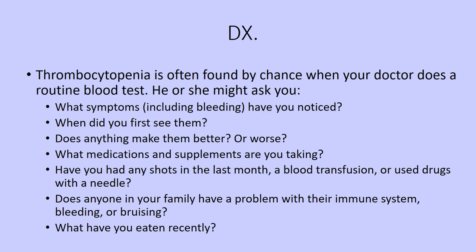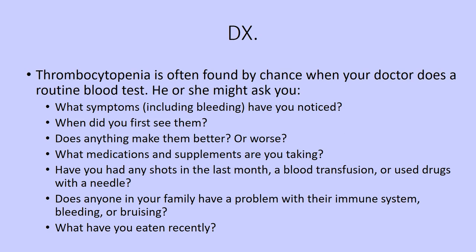For diagnosis, thrombocytopenia is often found by chance when your doctor does a routine blood test. He or she may ask you certain things like, what are your symptoms, including bleeding, and have you noticed them anywhere else? When did you first see them? Does anything make them better or worse? What medications and supplements are you taking? Have you had any shots in the last month? A blood transfusion or use of drugs with a needle? Does anyone in your family have a problem with their immune system, such as bleeding or bruising? And what have you eaten recently?